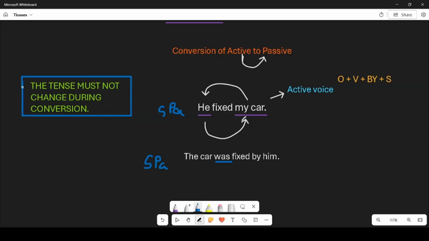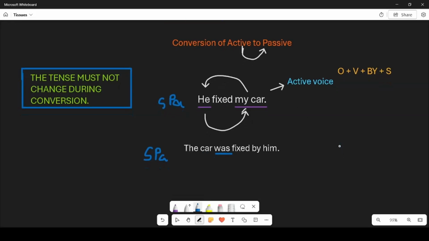So we have another type of conversion, like direct and indirect speech. In that, there's a completely different rule, and we'll learn about that in a different video. Once I finish making the video, I will link it in the description. Here it should be the same. Simple past will always be simple past when we are converting active to passive. So the car was fixed by him.